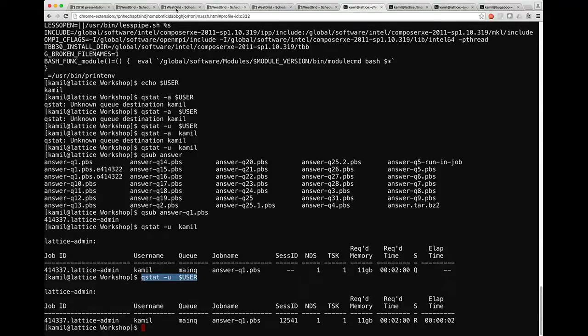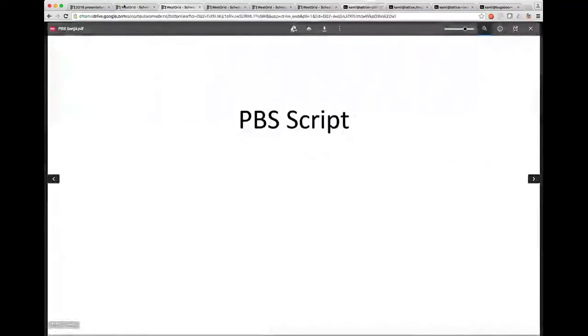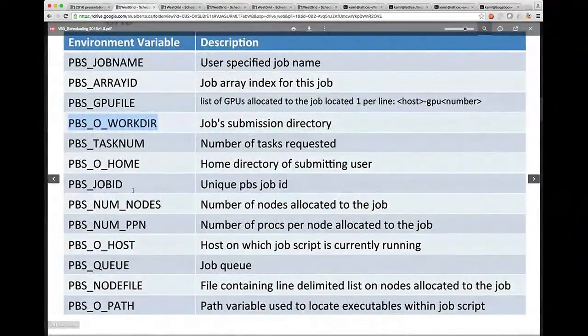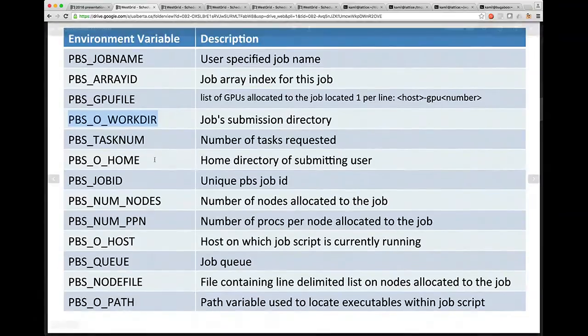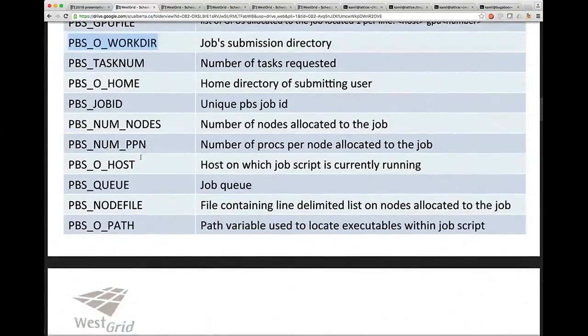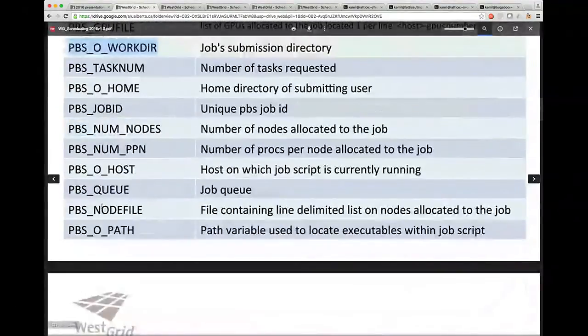This is how you could use some of these environment variables inside your job. So there's a few examples we'll be using. The biggest one, the most important one, is when your job starts, you're supposed to cd to PBS_O_WORKDIR. And we'll be going through some of these environment variables.